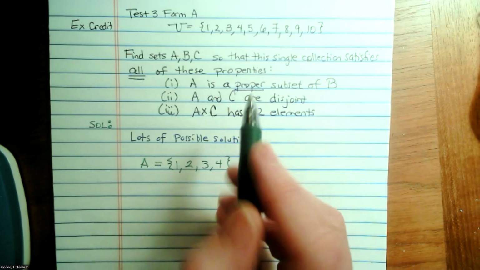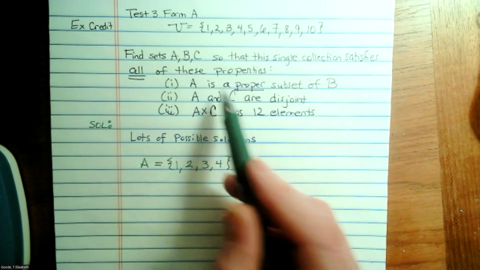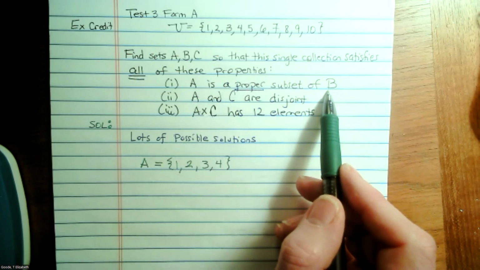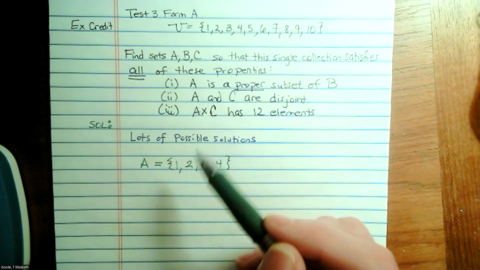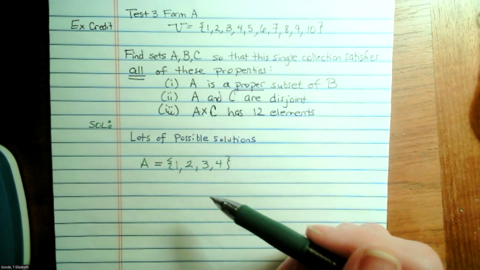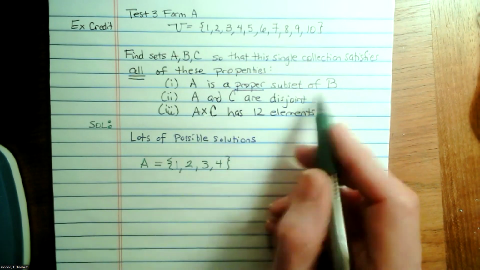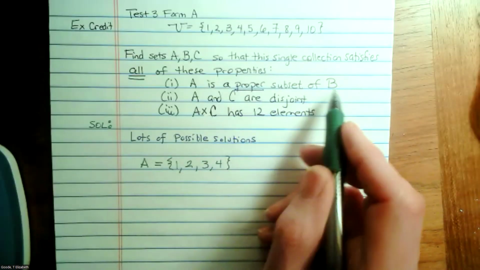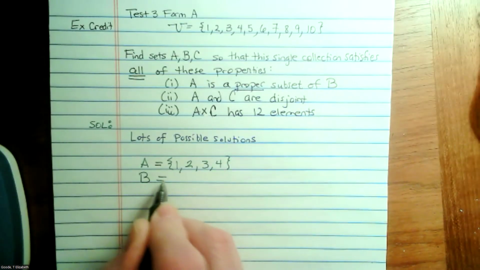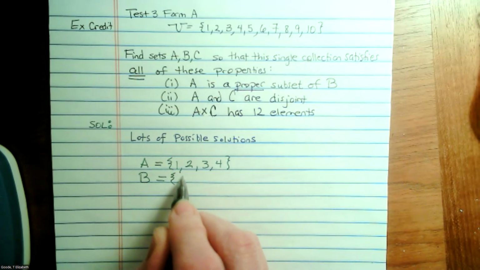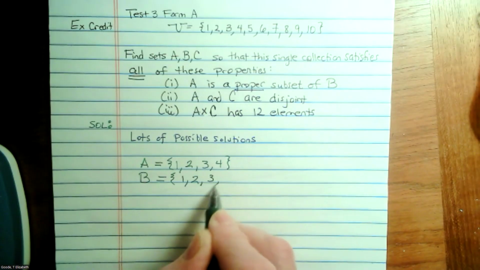Now, two other things have to happen. We got to build B so that A is a proper subset of B. Then we got to build a C that doesn't touch A at all. C and A have to be disjoint. But B and A are going to overlap because A's got to be a subset of B, but it's got to be proper. So what do you want to make B? It's got to have A in it, right? So what's going to for sure be in B? 1, 2, 3, and 4.